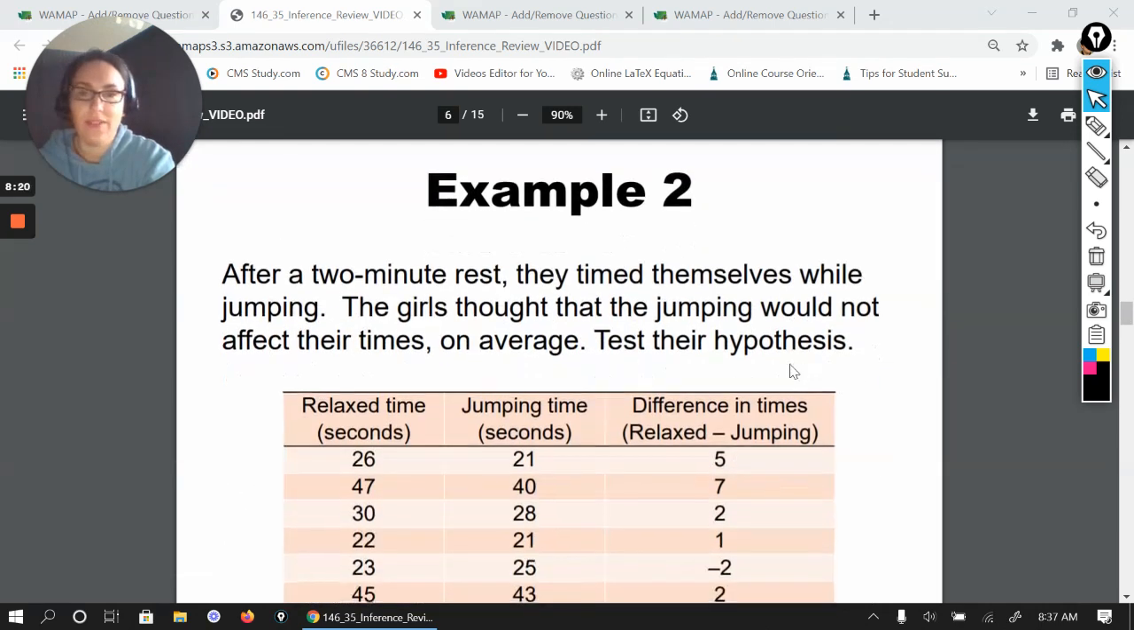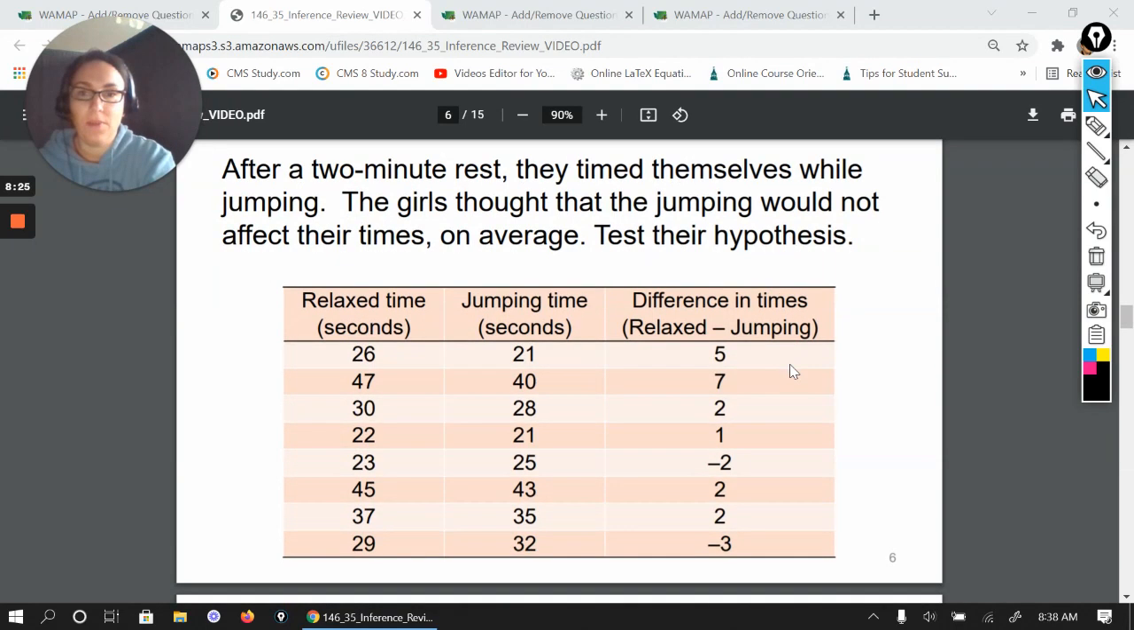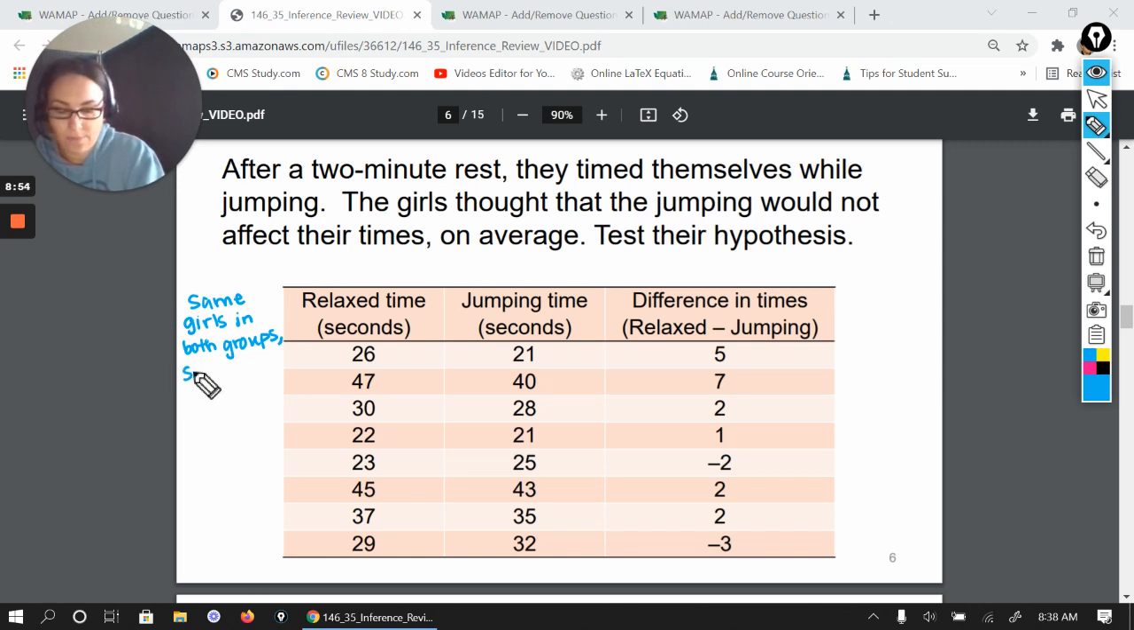After a 2-minute rest, they timed themselves while jumping. The girls thought that the jumping would not affect their times on average. Test their hypothesis. Okay, so let's write some notes here. So notice that these are the same girls in both groups. So this would have to be paired data.